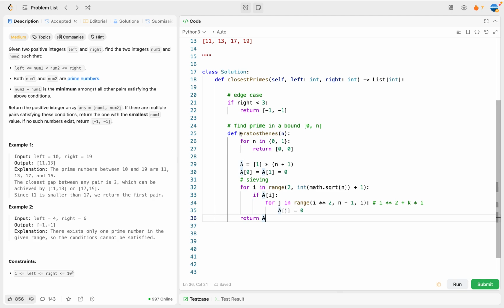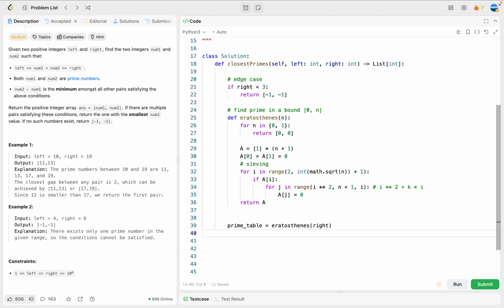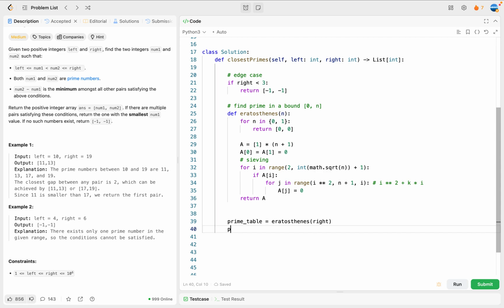So now I'm going to call this function, right? How do we call that? First is to get the prime table. Let's see, prime table. So we call Eratosthenes. And then we want to find those primes in between. So the primes will be for p in range from left to right, can be any other right.